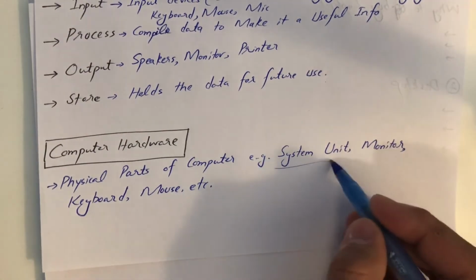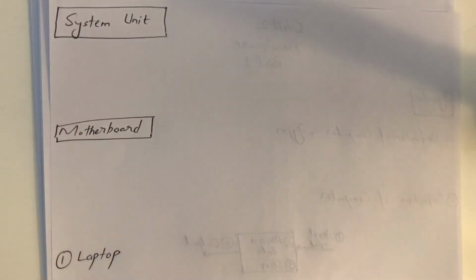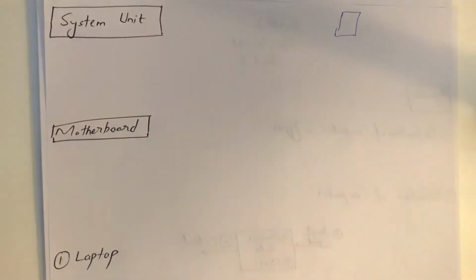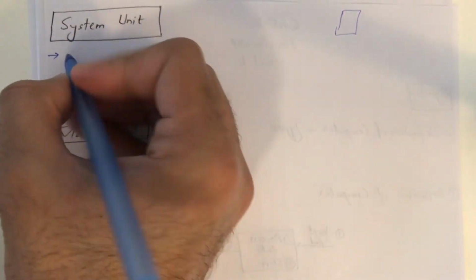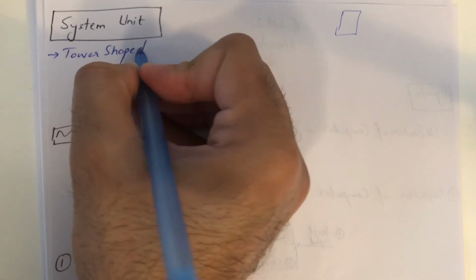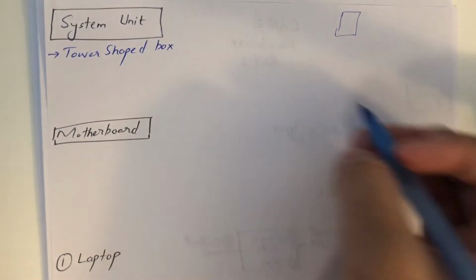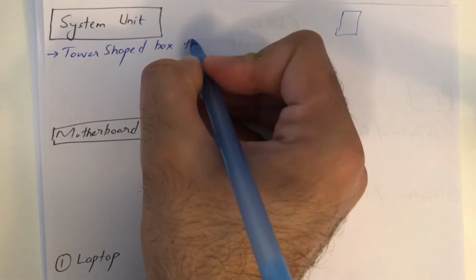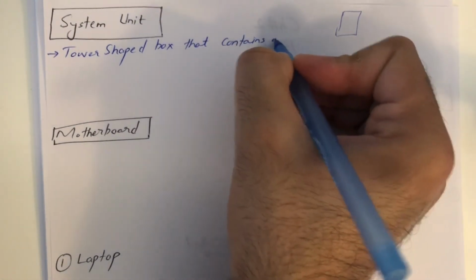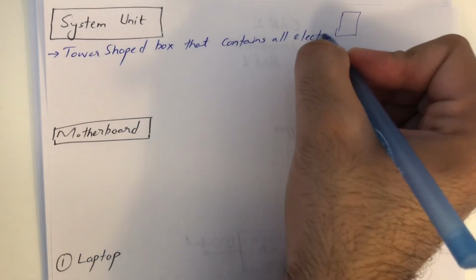So let's talk firstly about the system unit. What is a system unit? Because that's the most important component of a computer. The system unit is, for example in the case of a desktop, the tower-shaped box you might have seen. That is called the system unit. So the system unit is nothing but a tower-shaped box that contains all electronic components of the computer.